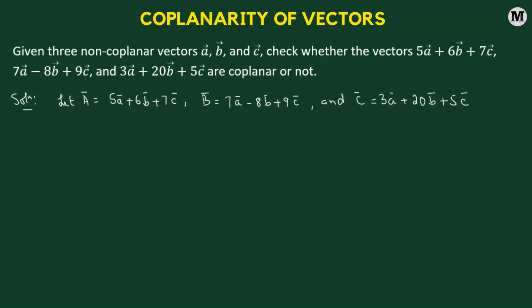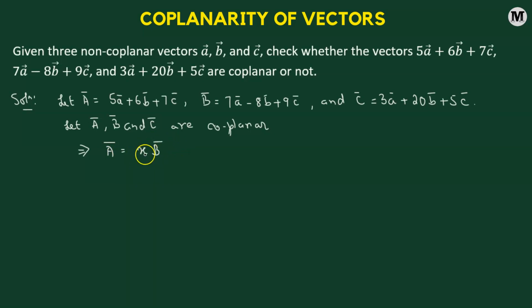Fine. Now, we will suppose that these three vectors, A vector, B vector and C vector, are coplanar, although we need to check, but we are beginning with an assumption that they are already coplanar. If they are coplanar, then it immediately means that if we pick up any one of the vectors, so let's say we pick up A vector, this can be expressed as a linear combination of the other two vectors.